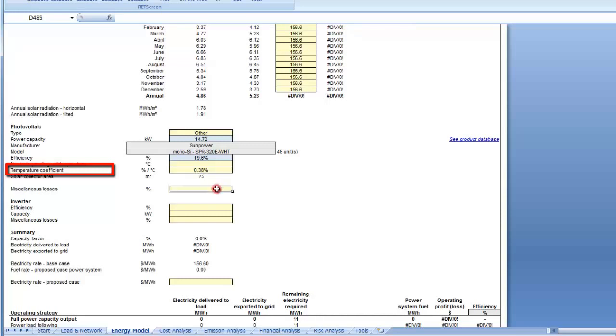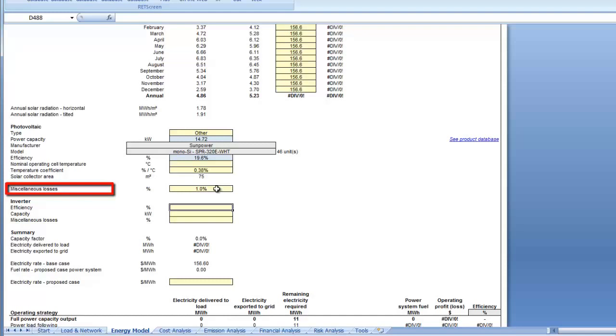The miscellaneous losses cell is used to enter array losses from miscellaneous sources not taken into account elsewhere in the model. This includes, for example, losses due to the presence of dirt or snow on the modules, or mismatch and wiring losses. Typical values range from a few percent to 15%.